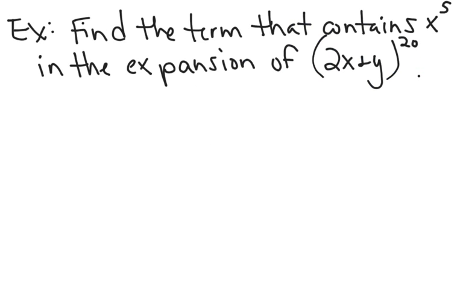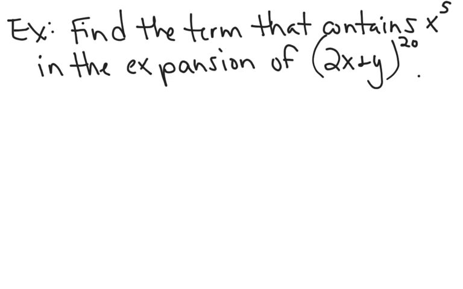Let's talk about how to use this combination to find a particular term of a binomial expansion. Sometimes we don't want to do the entire expansion. We just want to find one particular term. So let's find the term that contains x to the 5th in the expansion of (2x + y) to the 20th. X to the 5th would be the 16th term into this expansion, because remember, the first term in the expansion is going to be (2x) to the 20th power.